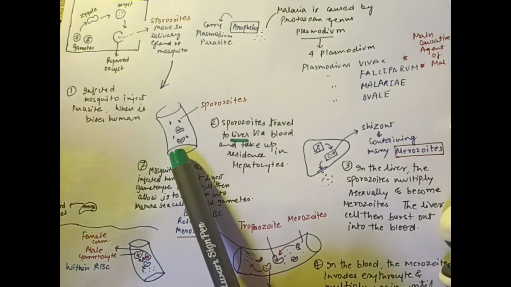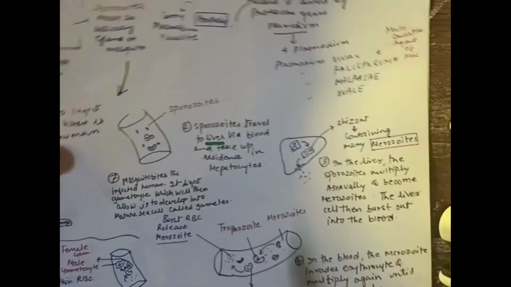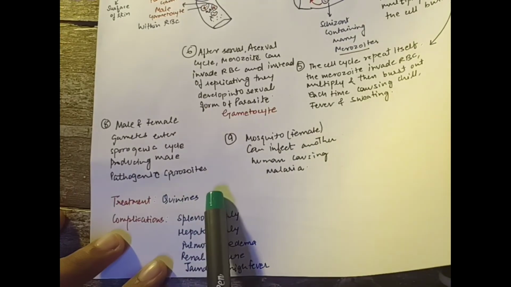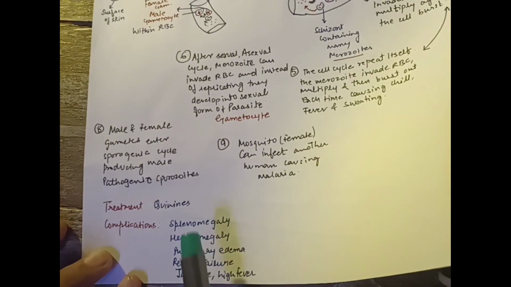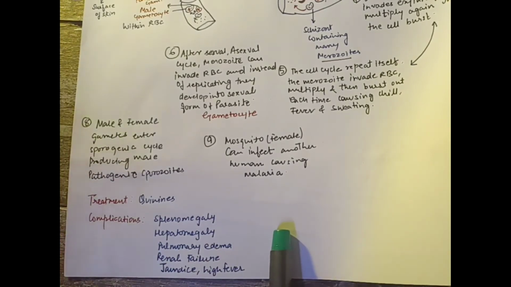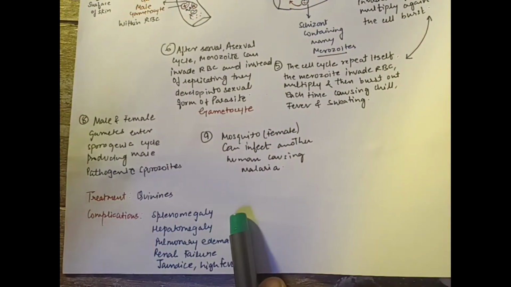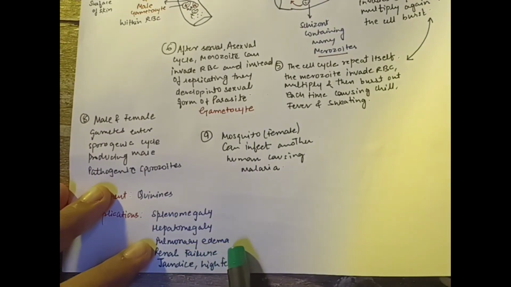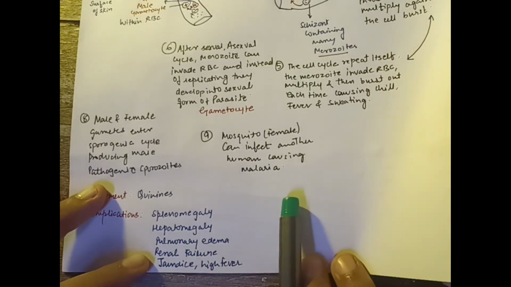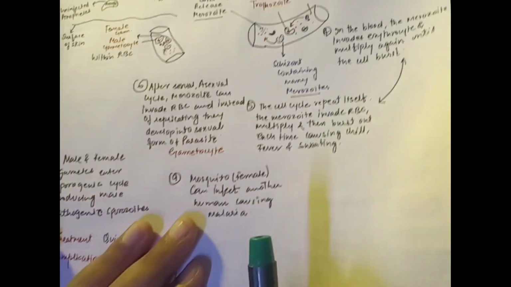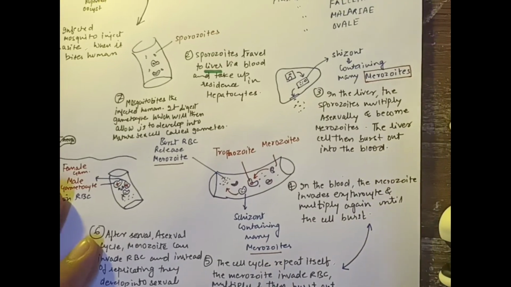Now let's talk about the treatment of malaria. The treatment includes quinines. It's a group of medicines which can be used judiciously to treat malaria. The complications which one can see in the human body are splenomegaly, which means inflammation of the spleen, hepatomegaly, inflammation in the liver, pulmonary edema, renal failure, jaundice and high fever. Basically, high fever and chills are the most common clinical manifestations, or symptoms, which can be seen during infection with Plasmodium.